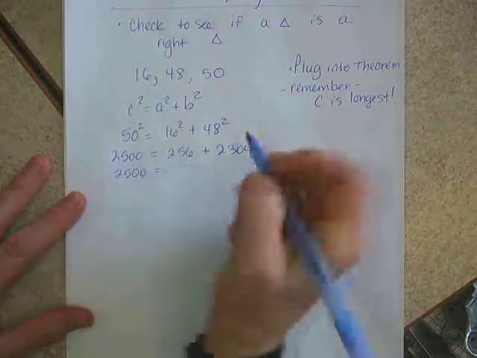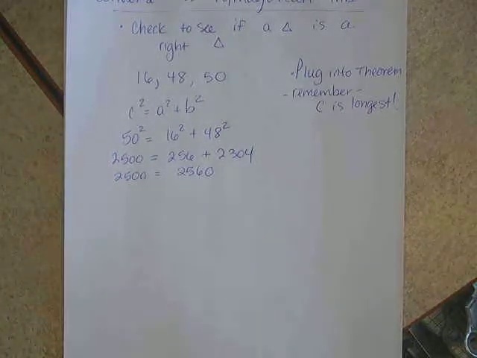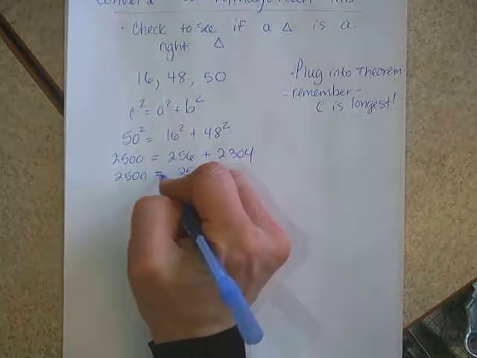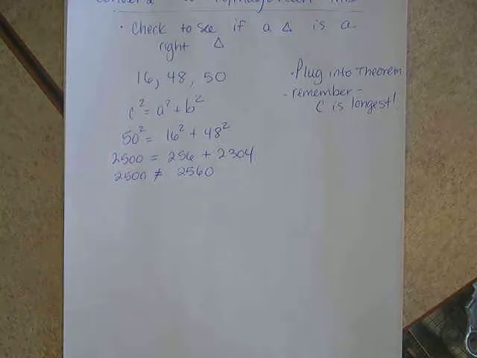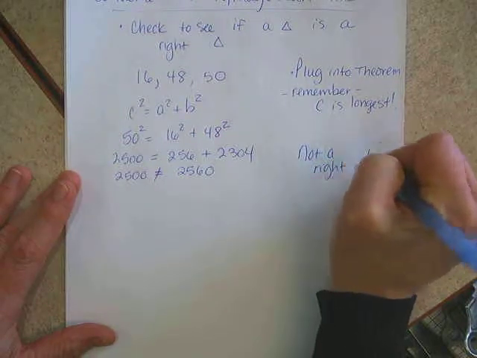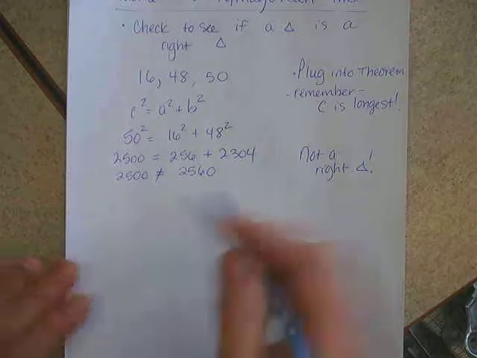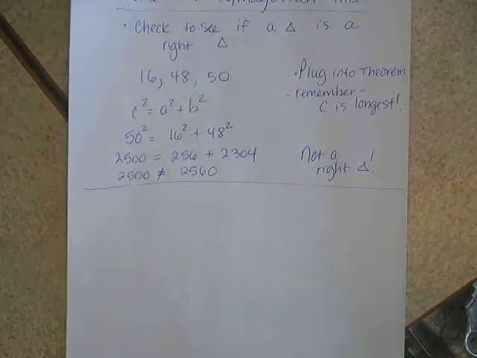Do your sum. So 2,500 equals 2,560, which is not true. So if it doesn't work in the theorem, it is not a right triangle. Now, that doesn't mean it's not a triangle. It still could be acute or obtuse.